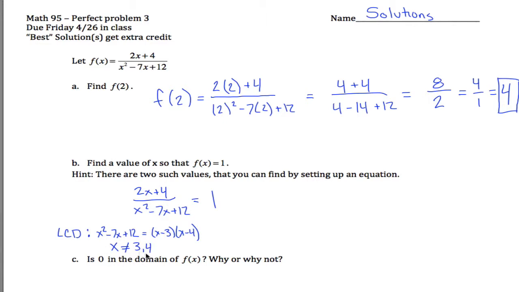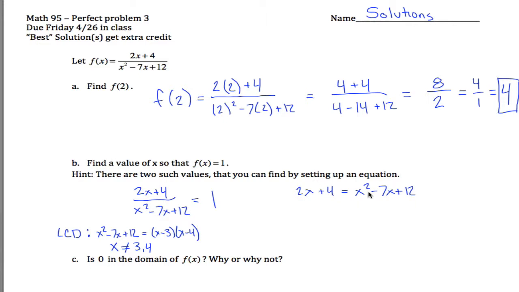Because if x were equal to either 3 or 4, this thing would be equal to 0. And what I would be doing in this step is multiplying both sides by 0. But I'm not. I'm going to multiply both sides by this mess. So what that gives me is 2x plus 4 equals x squared minus 7x plus 12. Maybe times 1. This entire thing times 1. And now I have an equation I have to solve.